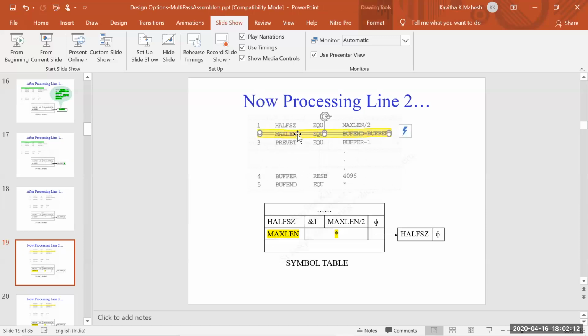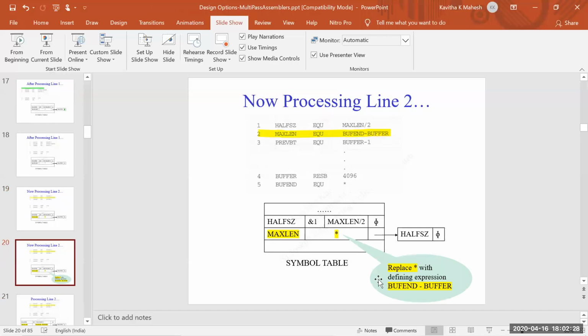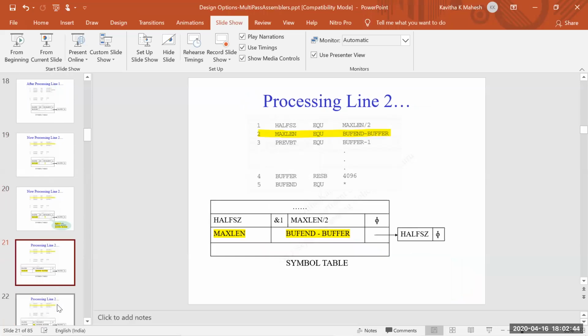So now, since we have encountered a statement which defines the value of maxlen, we have to replace this star with the defining expression. What is the expression defining maxlen? It is buffen minus buffer. So I show it in the following slide. We have to replace this star. Star means the value of a symbol is undefined. So we have to replace this with a defining expression for maxlen. How is maxlen defined? Maxlen is defined as buffen minus buffer. So I replace star with buffen minus buffer.